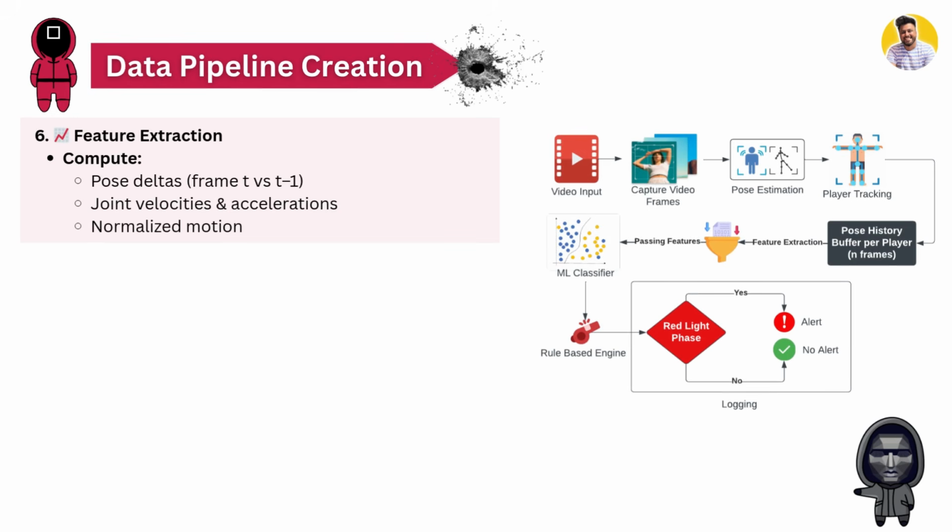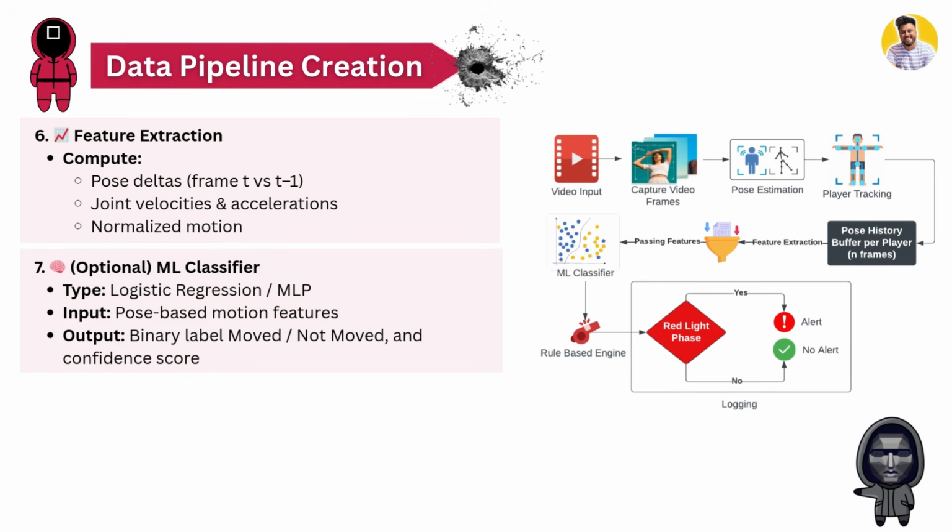Okay, and for the red light only, we can create features such as pose deltas, joint velocities or accelerations, and normalized motion features, because whenever a player moves from the last frame to this frame, we have to calculate the pose deltas as well. So if there is a pose delta, we have to calculate that feature and pass it to our ML model, and that ML model will decide how much confidence it has that a player violation occurs or not. Okay, and then we pass all these features into our logistic regression model, and that will return whether a player moved or not with the help of 0 and 1.